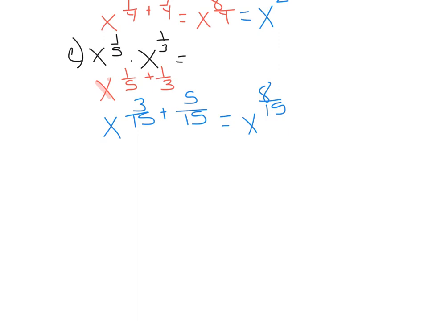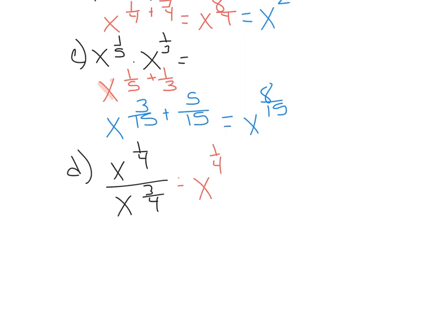For letter D, we have x to the 1/4 divided by x to the 3/4. When we have a division of the same variable, we subtract. When you multiply the same variable, you add the exponents. When you divide, you subtract the exponents. So this is going to turn into x to the 1/4 minus 3/4.